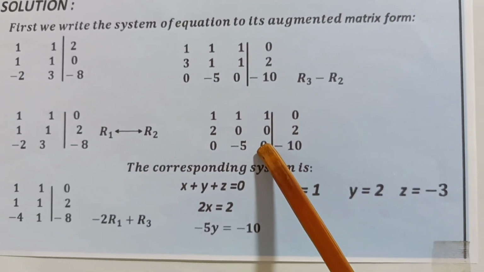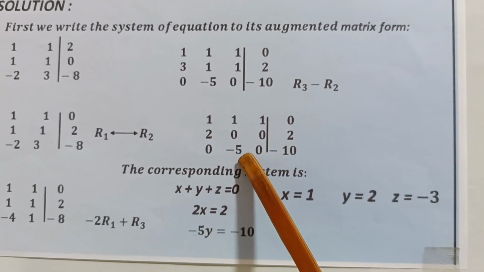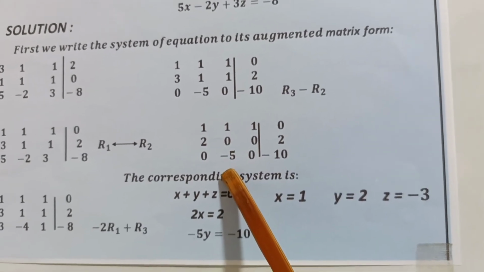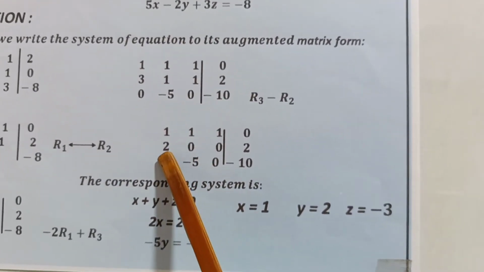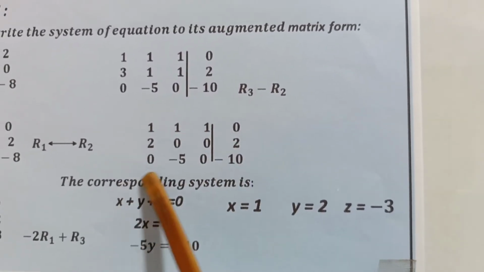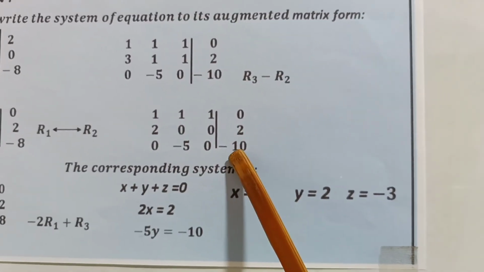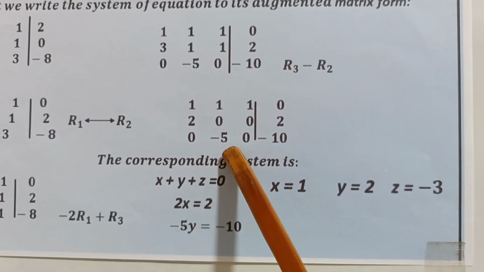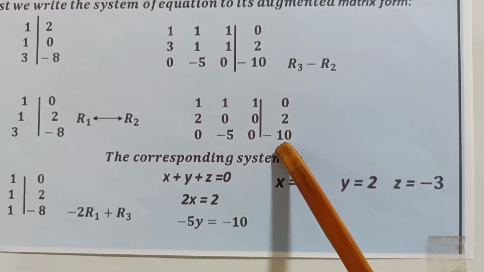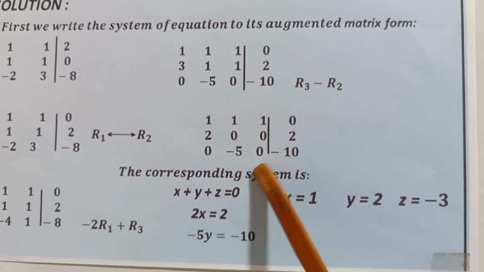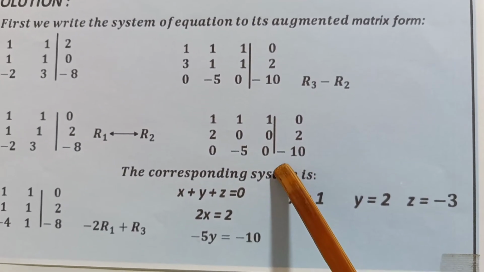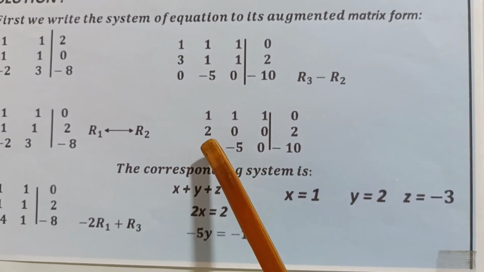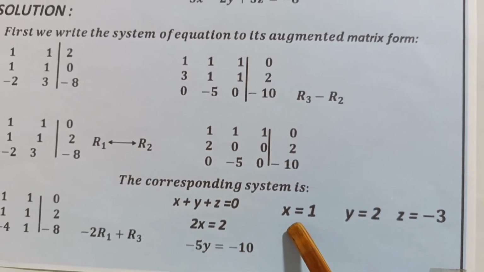For row 3, we have here only one coefficient for one variable, that is y, and this one is for x, no? Solving for each variable using back substitution, no? -5y is equal to -10. Solving for y, we have here -5y, -10. We will arrive at y is equal to 2. And this one, 2x is equal to 2, x will be equal to 1.